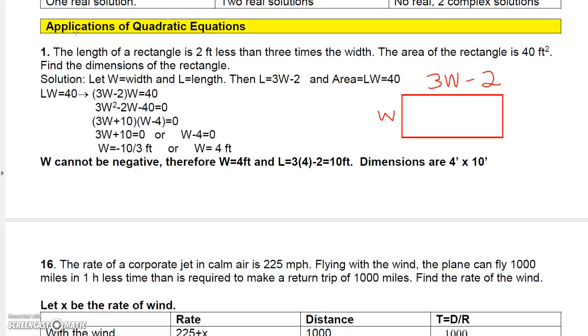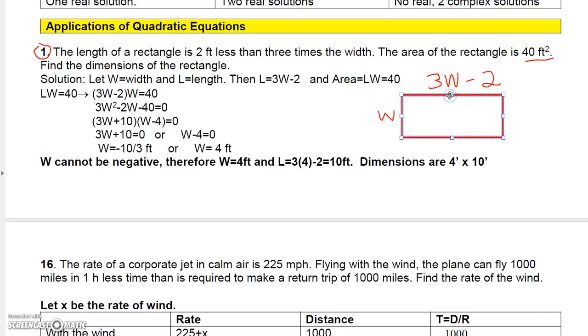Okay, so let's talk now about applications of these quadratic equations in section 1.7. This first problem says the length of a rectangle is 2 feet less than 3 times the width. And then it gives you the area of the rectangle here is 40 square feet. And then it wants the dimensions of the rectangle. It's good to draw a picture in problems like this.